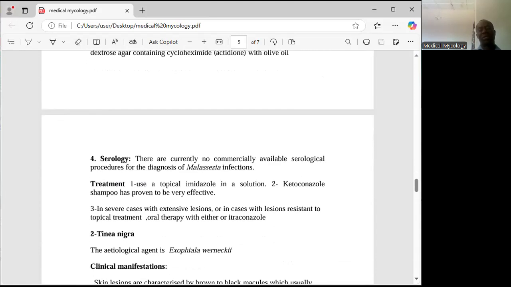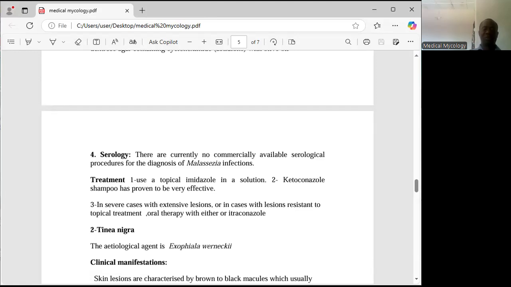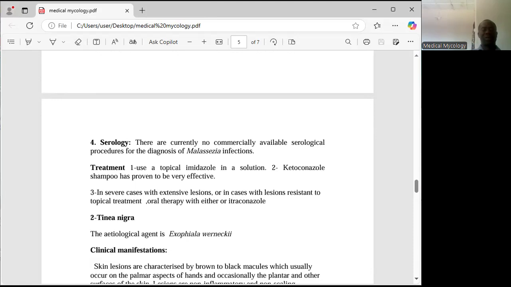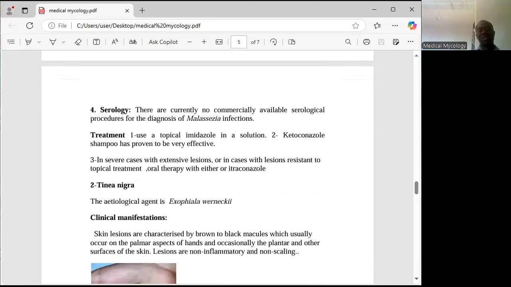Treatment, we usually use a topical imidazole in a solution, or we use ketoconazole cream, which has proved to be very effective, or shampoo to wash the scalp. In severe cases with excessive lesions, or in cases with lesions that are resistant to treatment, oral therapy with either itraconazole will be very effective.